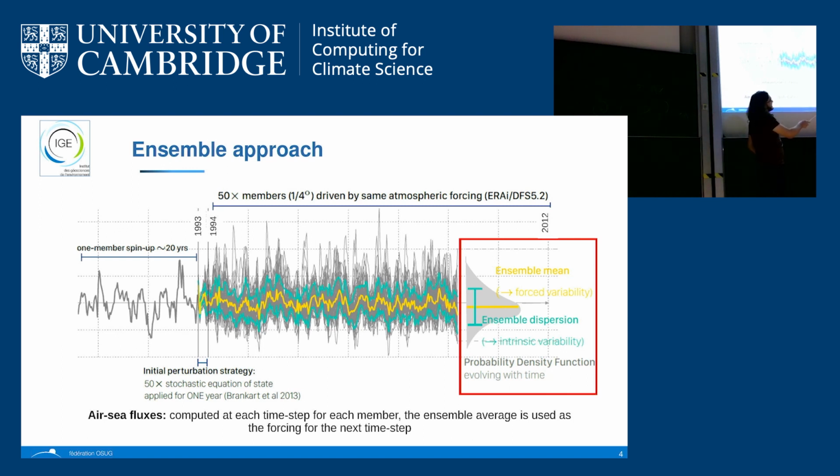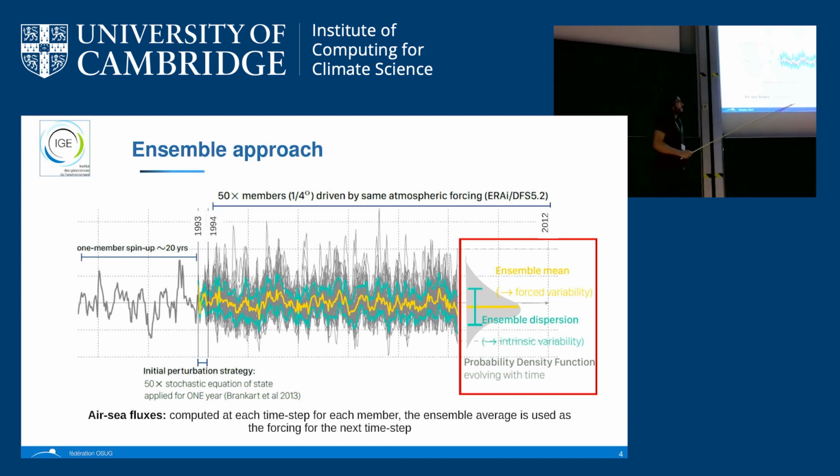If you stop at any one time step, you can draw a PDF of that y variable that you're looking at, and you can define a few things that I'll be using. The ensemble mean, we call this the forced variability. That's because it's what all the members have in common. And then the ensemble dispersion at any one time step is an image of the intrinsic variability. It's the diversity between the members.